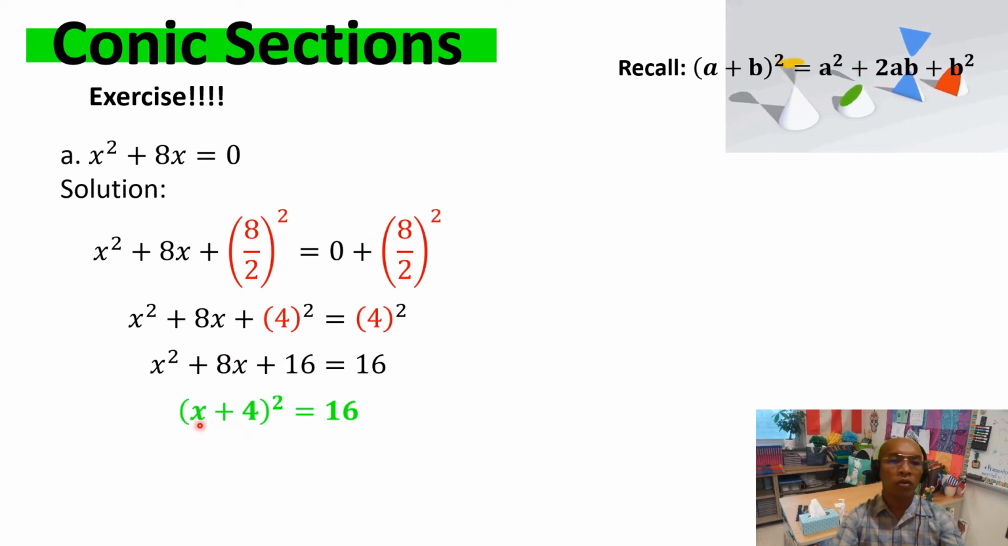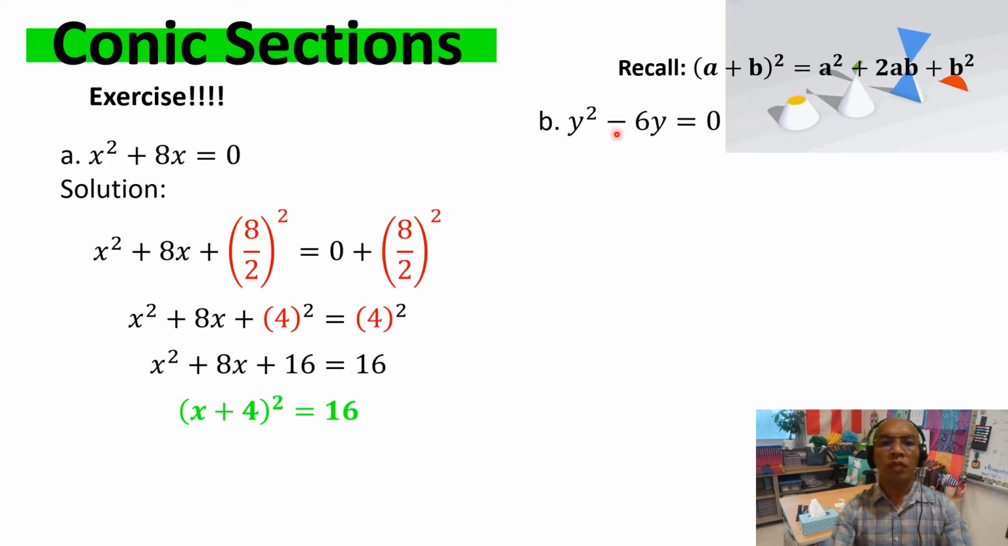Therefore, our factor is x plus positive 4, or x plus 4. Then we just raise it to 2, or quantity squared. And we just copy 16. So next example, y squared minus 6y is equal to 0.